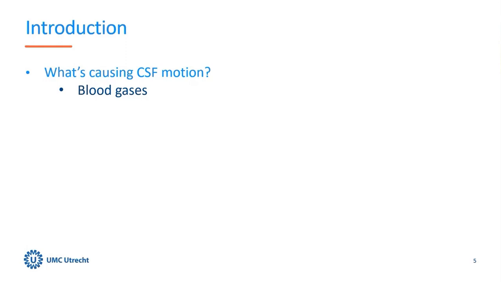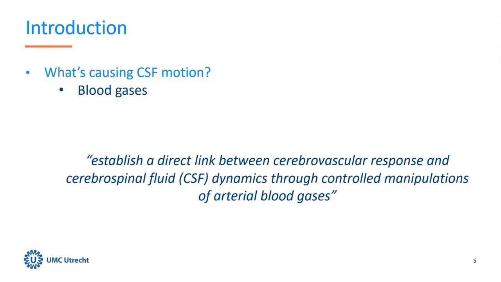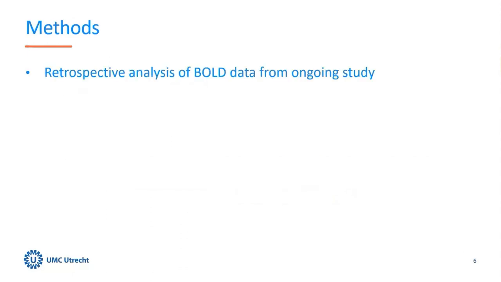So CO2 is a vasoactive agent, and it causes changes in the cerebral blood volume. So again, this will then induce cerebral CSF flow. And that actually brings me to the aim of our study, which was to see if we could find a direct link between these changes in cerebral vascular response and CSF dynamics in the fourth ventricle by controlled manipulations of arterial blood gases. So how did we do this?